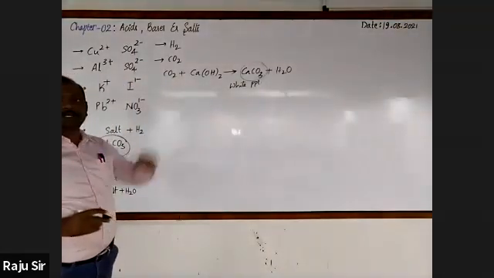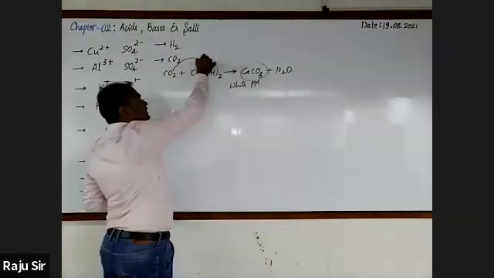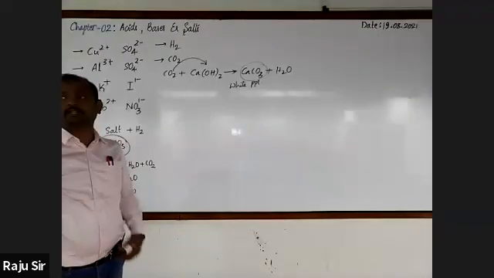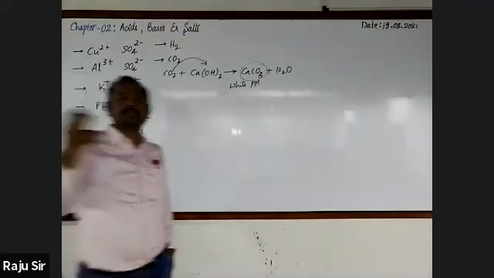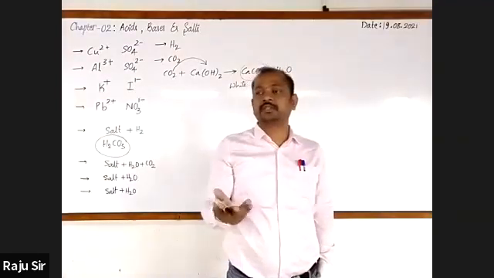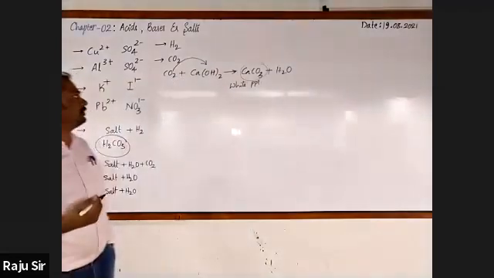Why is this precipitate formed? Because gas is passed into an aqueous solution. We know the general condition: when gas is passed into an aqueous solution, a precipitate is formed. When two aqueous solutions react with each other, under that condition also, a precipitate is formed.